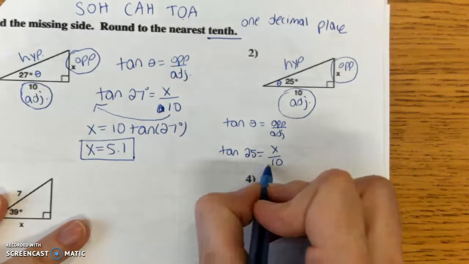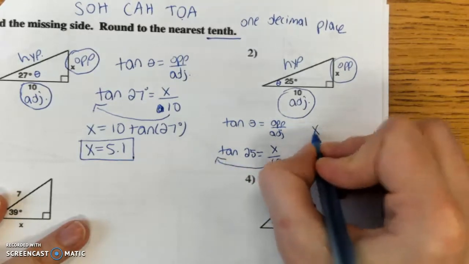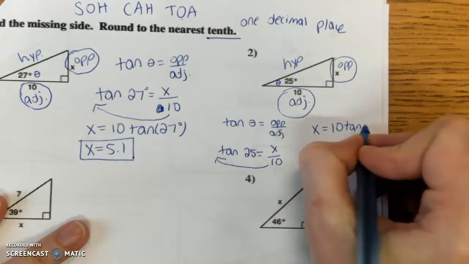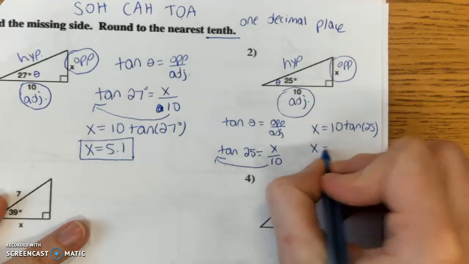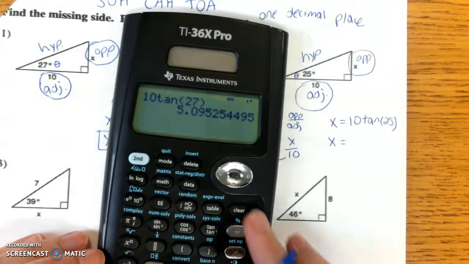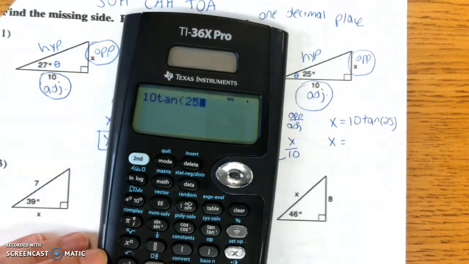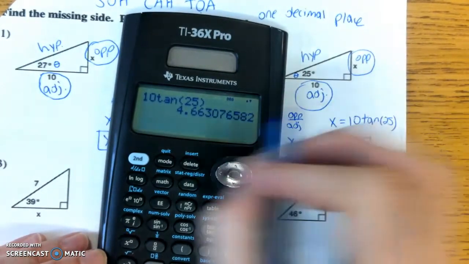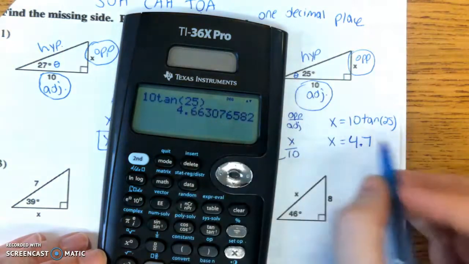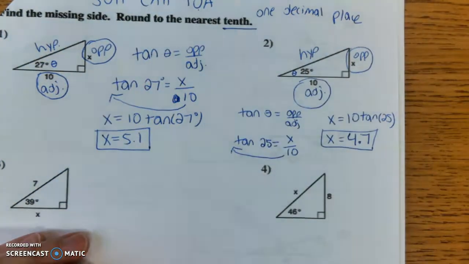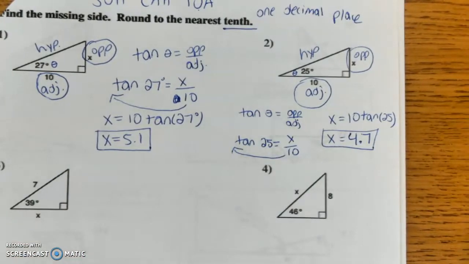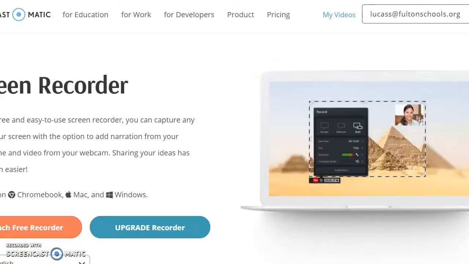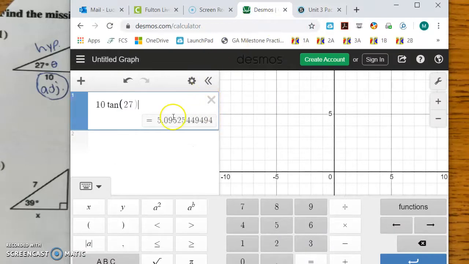Again, x is on top, so we kick it. X is going to equal 10 tangent 25. So in the calculator, I'm going to put 10 tan 25, and I'm going to get 4.7. This 6 rounds up to a 7, so I get x equals 4.7. Let's also go to Desmos and confirm. So I'm at Desmos. Instead of 10 tan 27, I'm going to put 10 tan 25, and I get 4.6 as well.